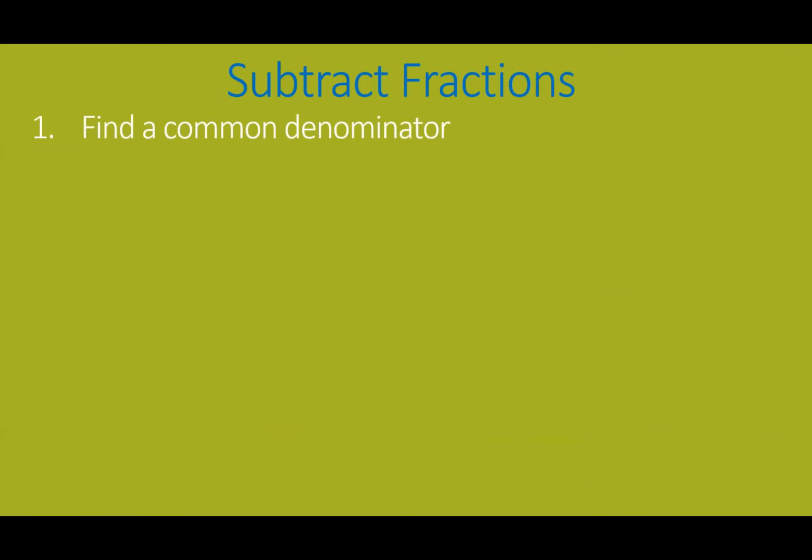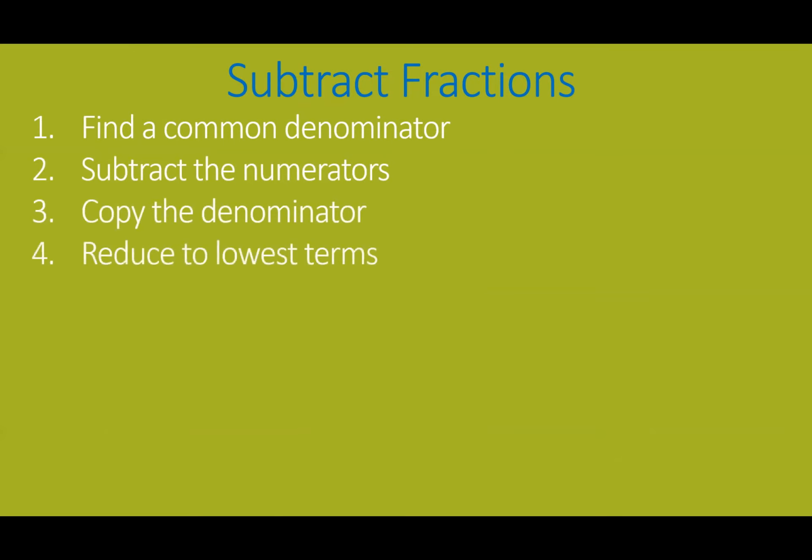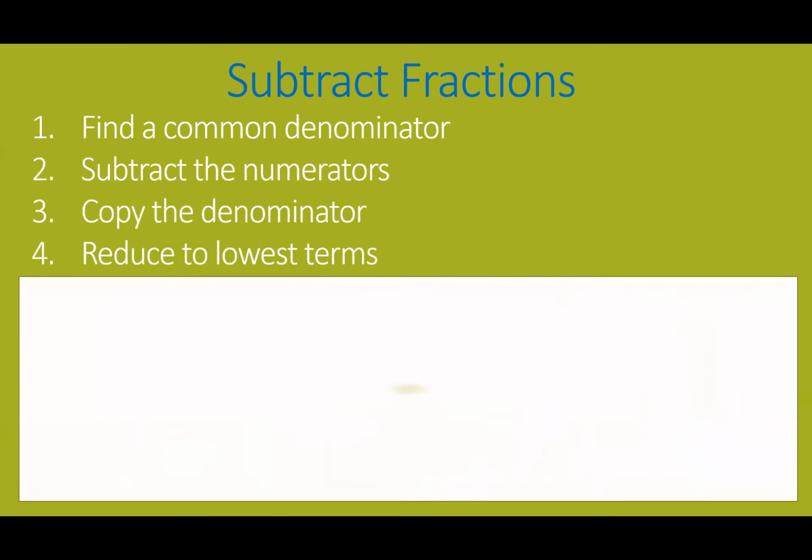When we subtract fractions, we need to have a common denominator. And then we subtract the numerators, copy the denominator, and reduce to lowest terms. Let's do some practice problems. Now, I left out a little step in there for a couple of problems, and I want you to see if you know what that step is, or what those steps are. I'm going to do 7 minus 3 sevenths.